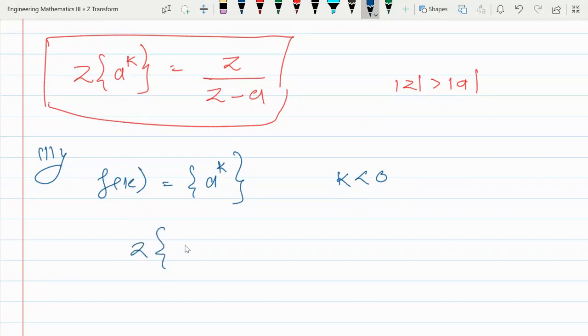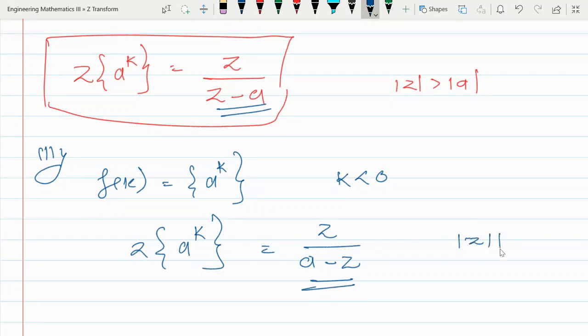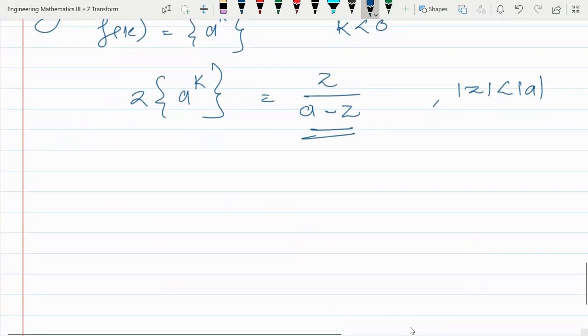What is the z transform of this a raised to k? This is z divided by a minus z. This is the only change. See, here z minus a, here a minus z. And of course this is mod z less than mod a. This is the difference. See, the condition is also changed. So this is about the z transform of a raised to k for k less than 0.